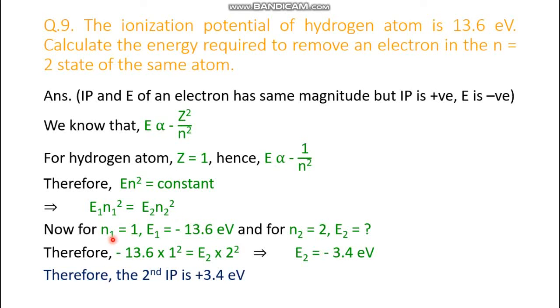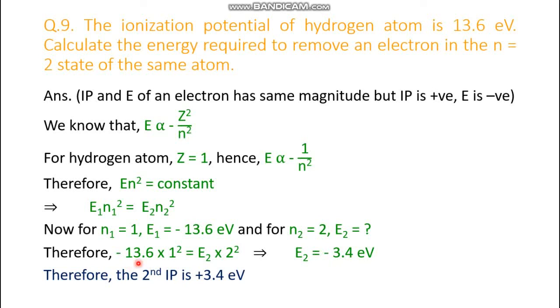That means E1 n1 square equals E2 n2 square. So put the values: n1 equals 1, and E1 is given. The ionization potential is 13.6, so the energy of the electron should be minus 13.6 electron volt. This way you get the value of E2, the energy of the second Bohr orbit. It is minus 3.4 electron volt.